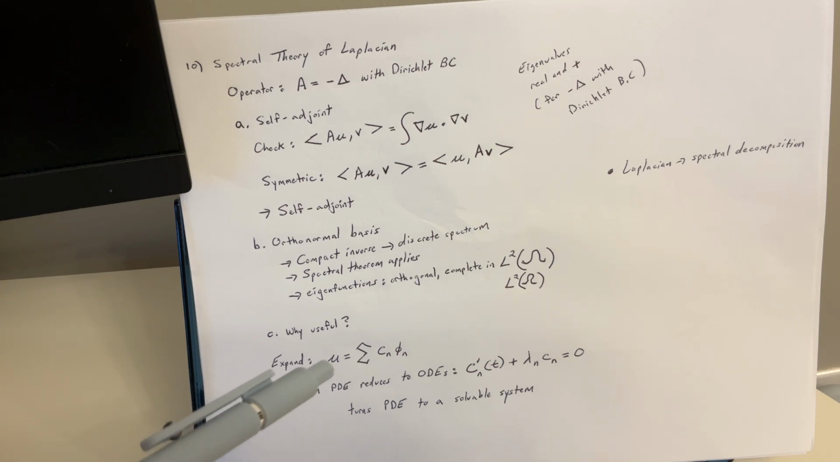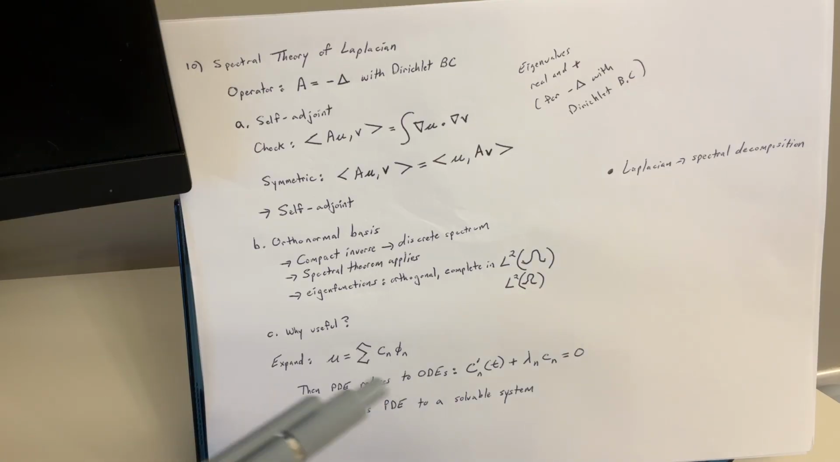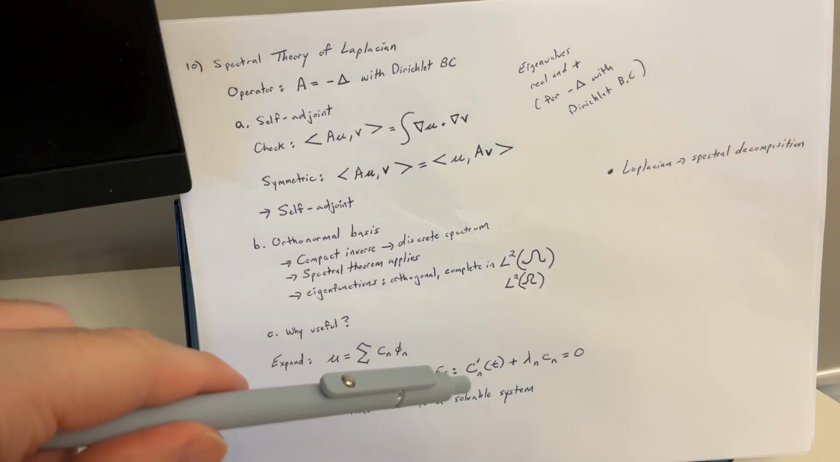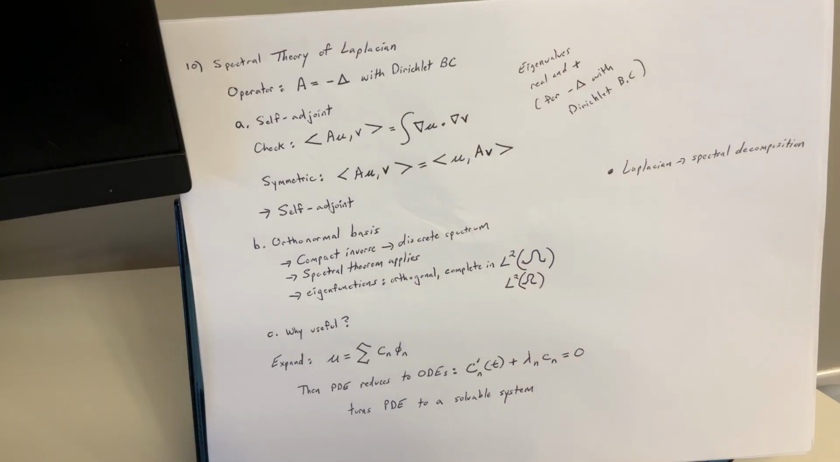Well, if we expand this, u equals the summation of c sub n, phi sub n. Then the PDE reduces, this is the nice thing, to an ordinary differential equation of the form c prime sub n of t plus lambda sub n c sub n equals 0. So the nice thing, why it's so useful, is that it turns this partial differential equation into a solvable system. Okay? That's why it's so useful.